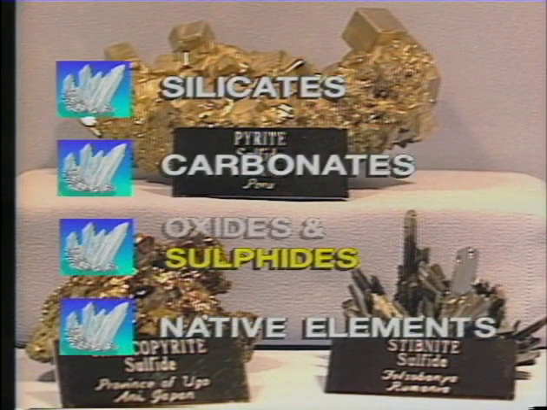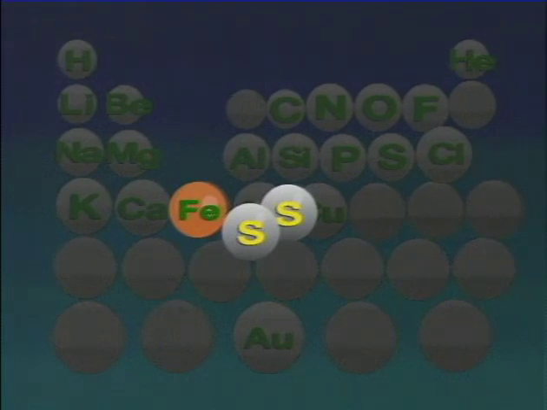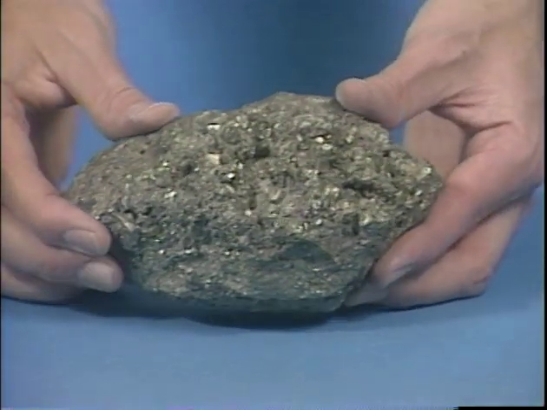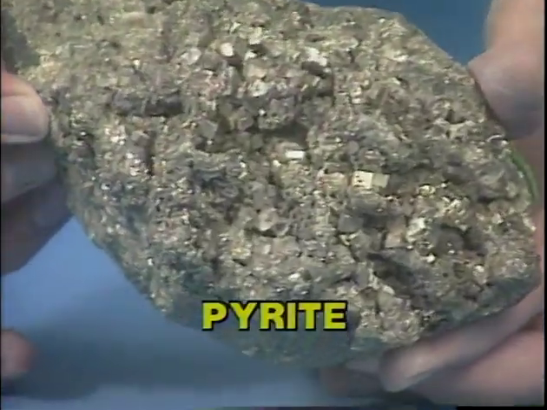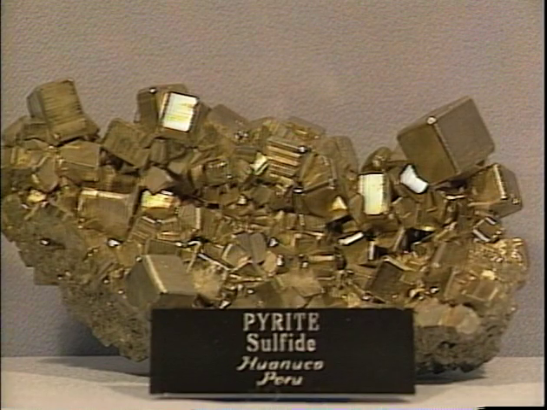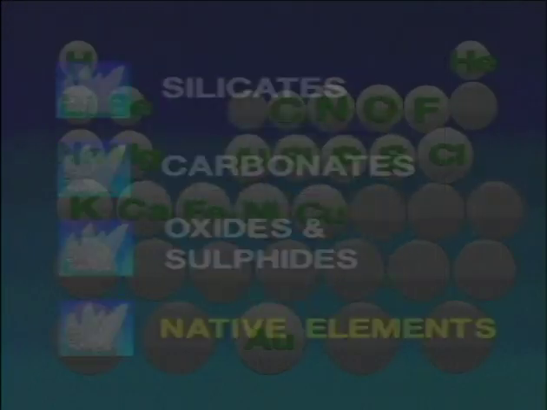A class of minerals closely related to the oxides are the sulfides. Sulfide minerals have a combination of metal and sulfur atoms. For example, if molecules containing iron and sulfur are allowed to grow freely, impressive cubic crystals of pyrite like these can form. But don't be fooled by pyrite's yellow color and metallic luster. Even though it looks like gold, it's not, for gold belongs in a class all its own, a group called the native elements.